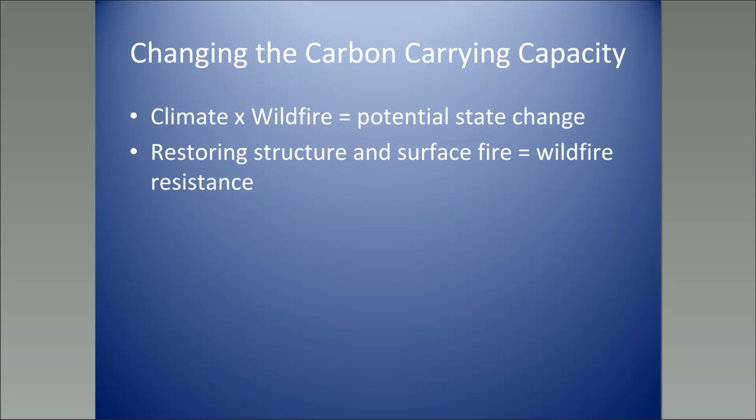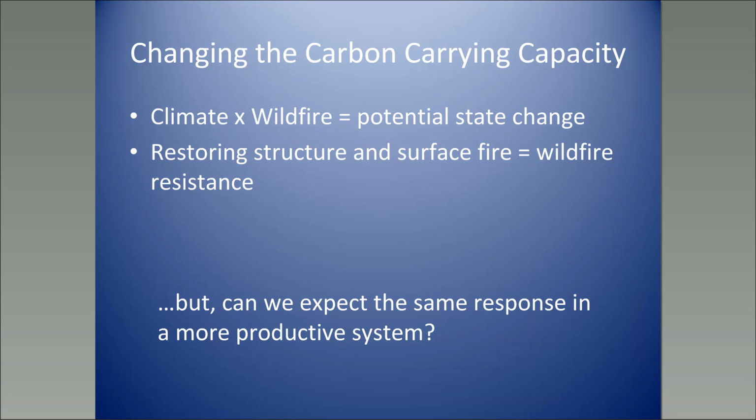So to recap these bits, in the larger Sierra, we've got this potential for a state change with climate and wildfire over an extended period of time as that climate space shifts toward warmer, drier conditions. And then the study at Camp Navajo suggests that if we restore forest structure and reintroduce surface fire, we get some level of wildfire resistance, and that those treatments have efficacy even under projected climate, and we can retain forest cover for a longer period of time.